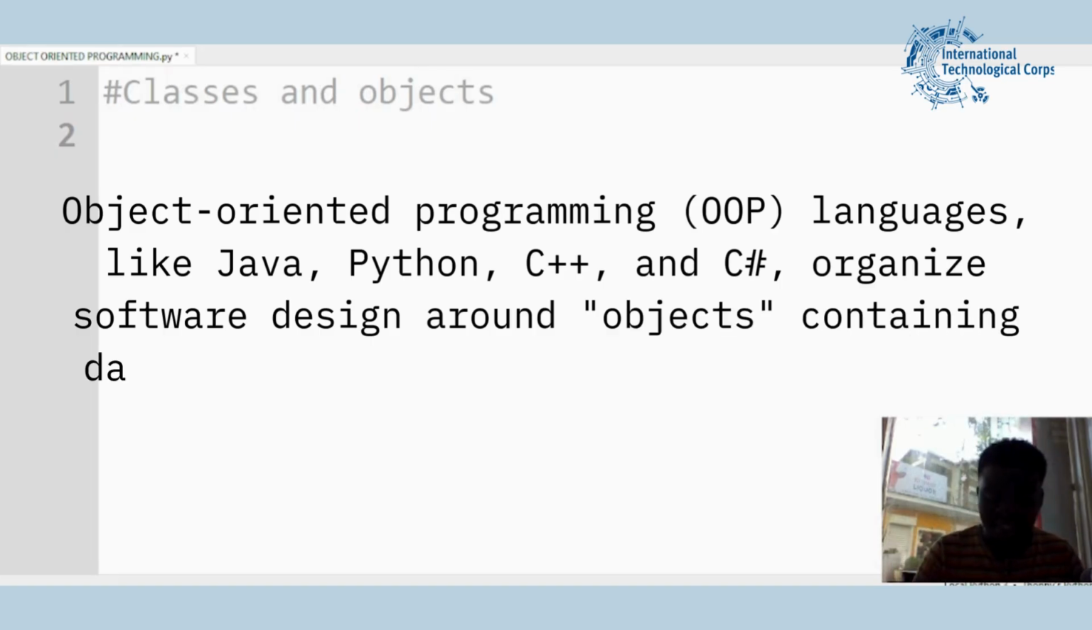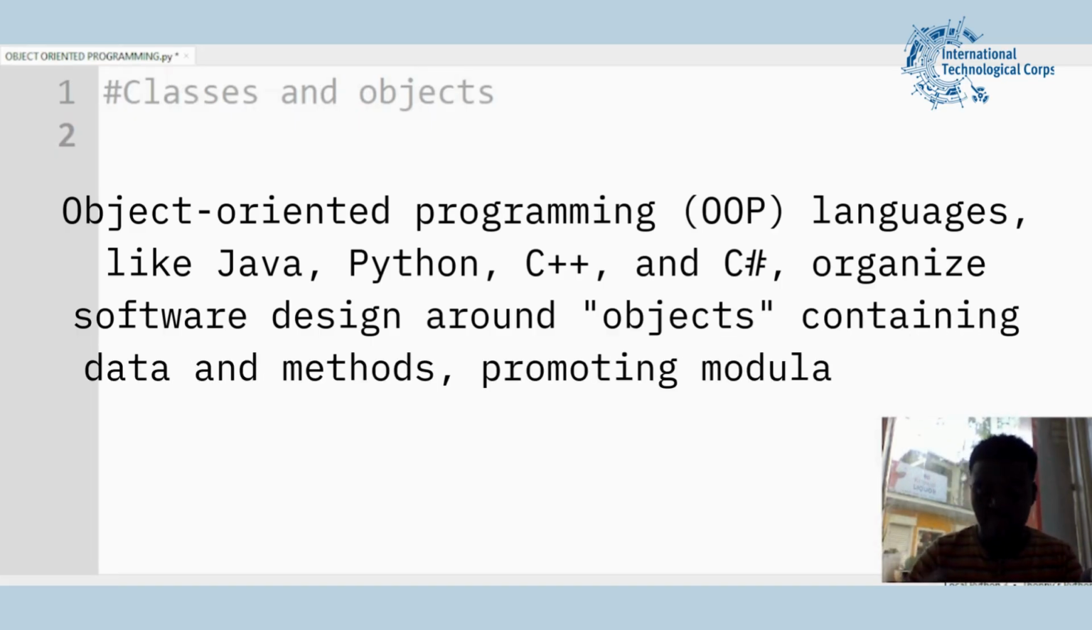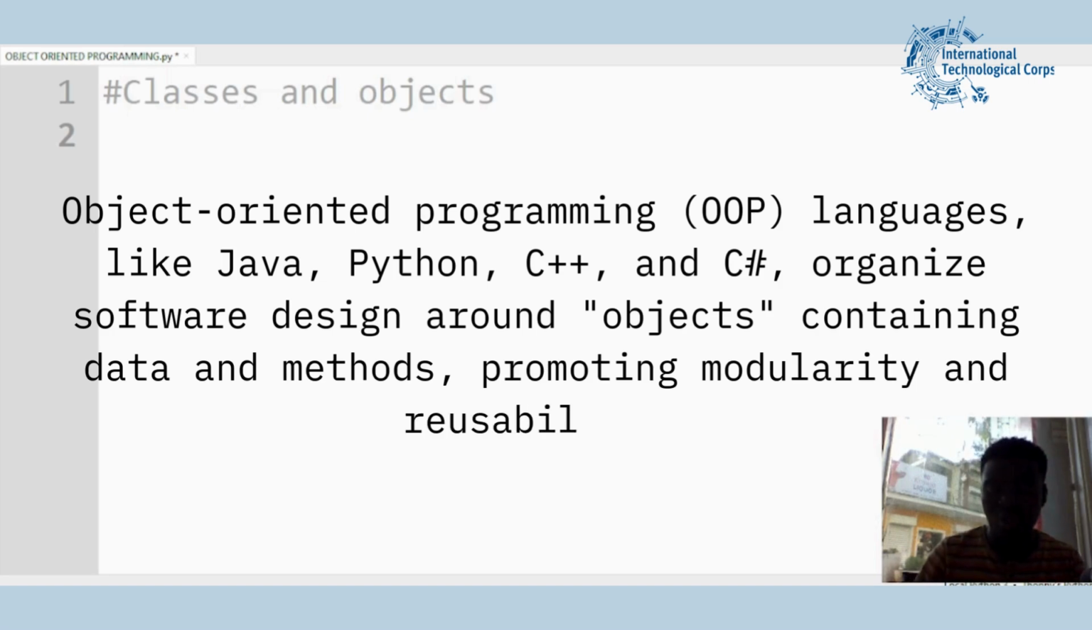Understanding classes and objects. A class is a blueprint for creating objects, and an object is an instance of a class. Attributes are variables that store data for objects, and methods are functions inside a class that define behaviors.